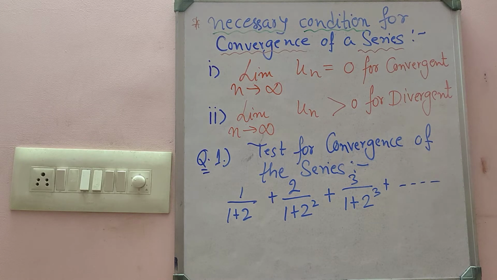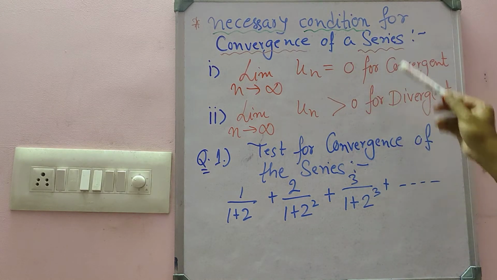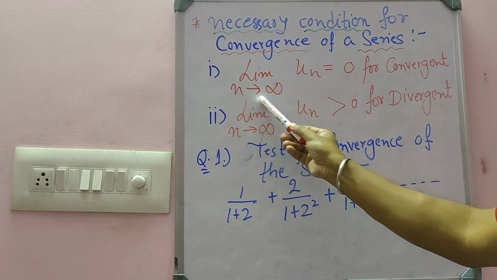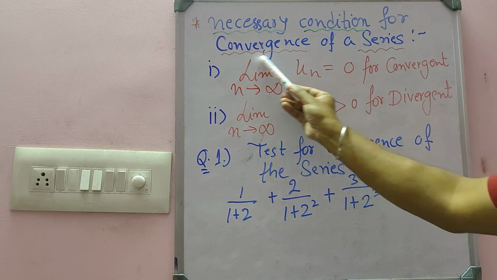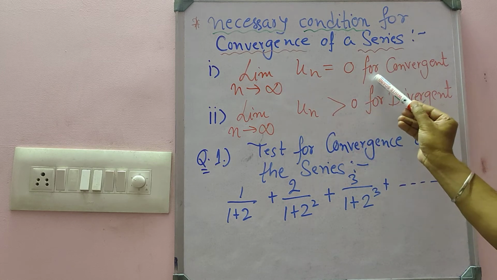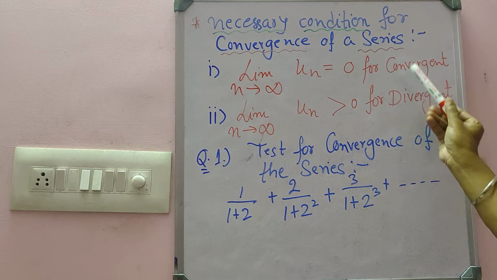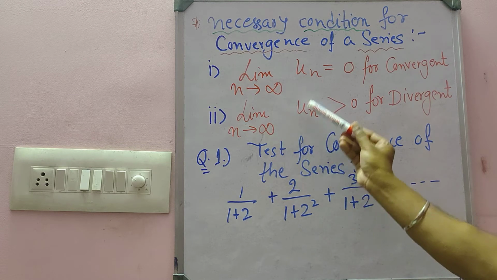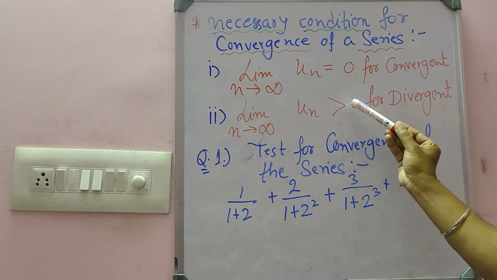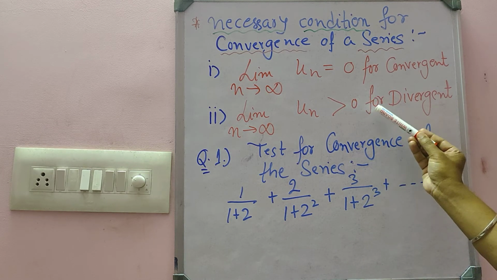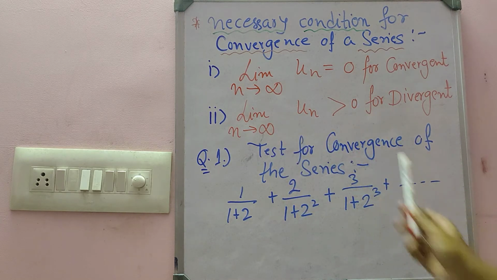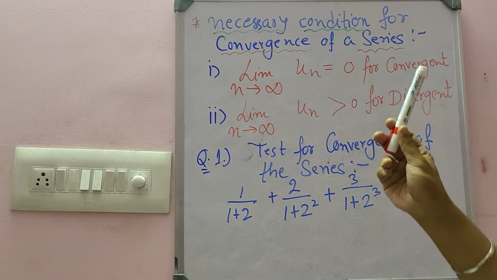Now, the necessary conditions for convergence of a series. See, the first condition: limit n tends to infinity of un. If this gives the value 0, then our series may be convergent. If limit n tends to infinity of un gives a value greater than 0, then the series is always divergent. So now we will take the problems related to this ratio test.